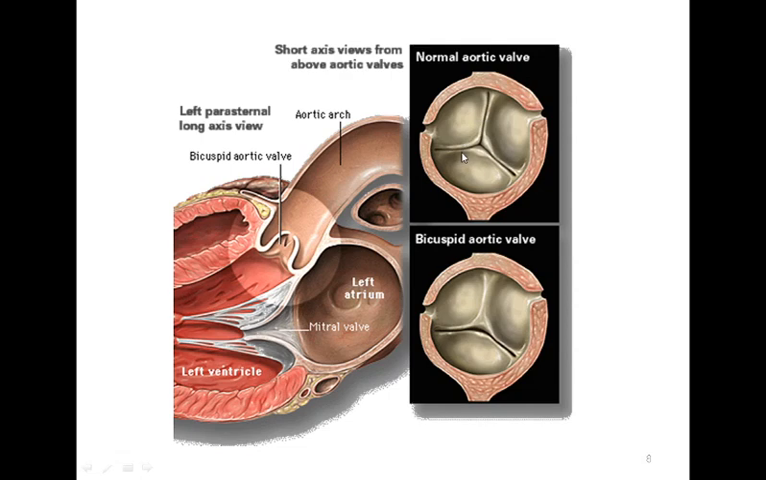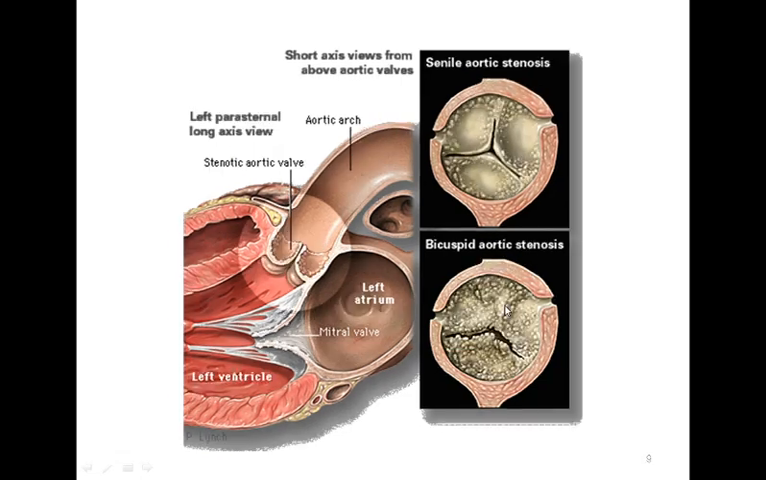So this is the aortic valve. Here you can see the normal aortic valve having three cusps. This is the bicuspid aortic valve. You can see one valve here. This is the second valve. So it is a bicuspid aortic valve.